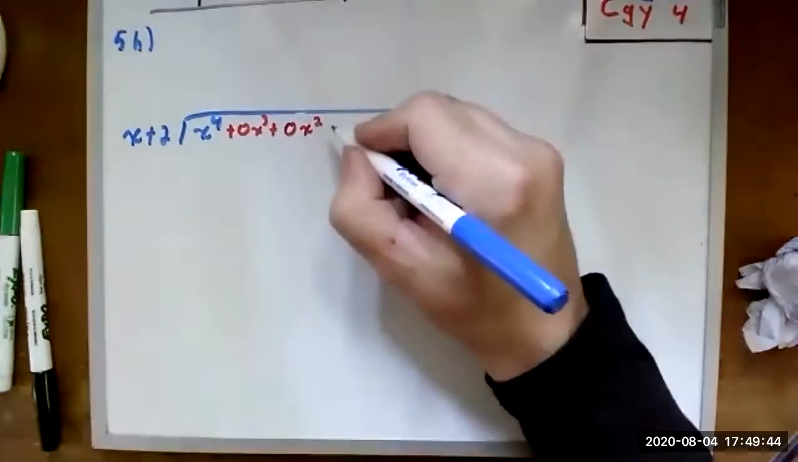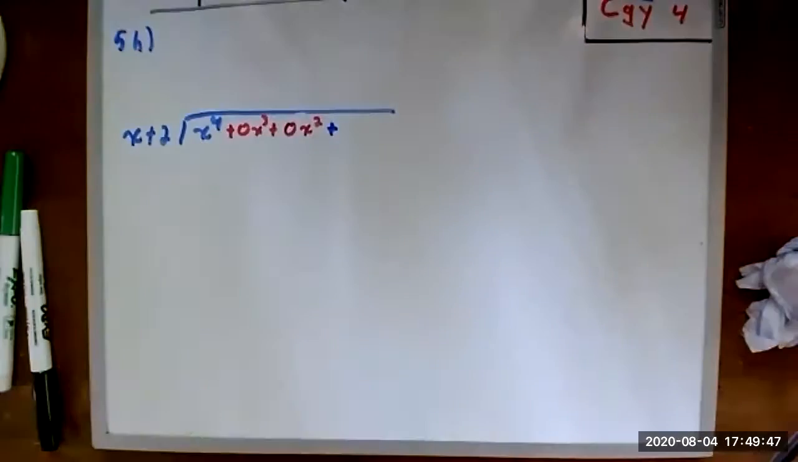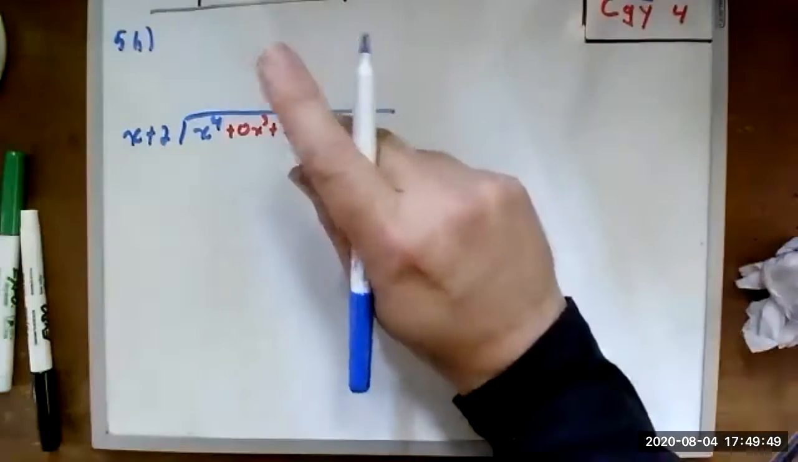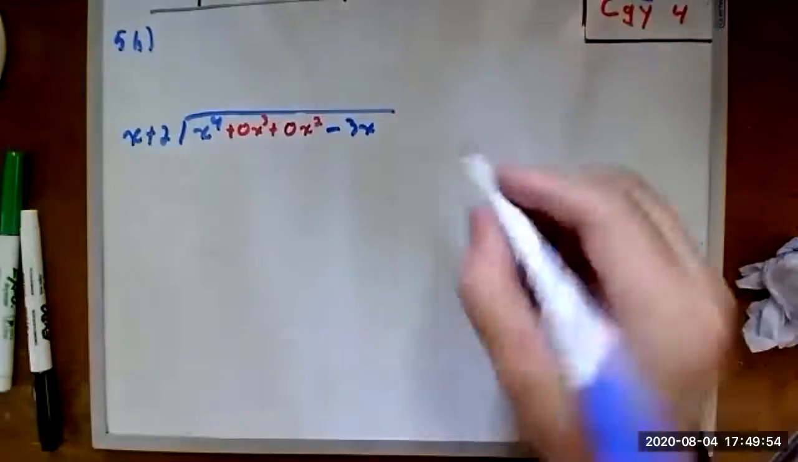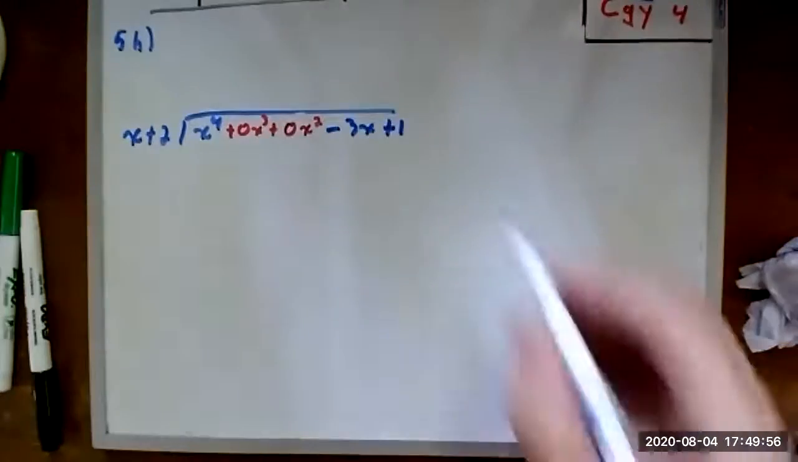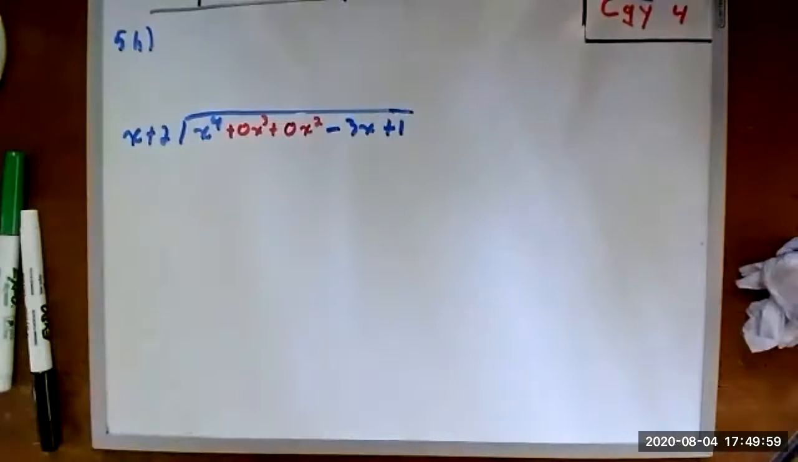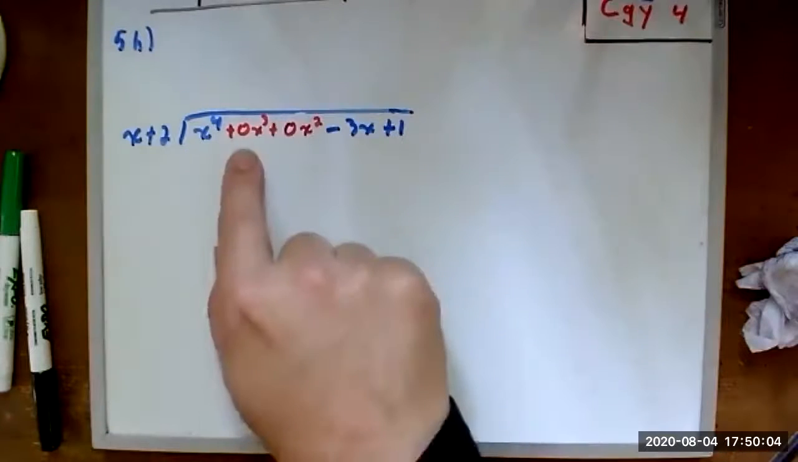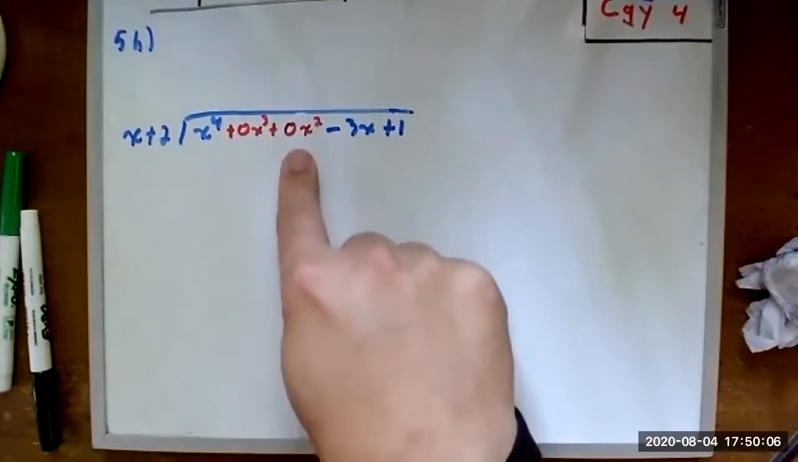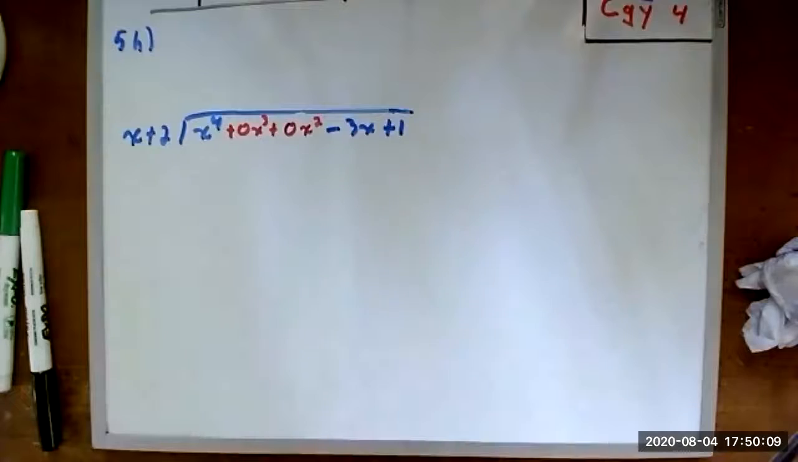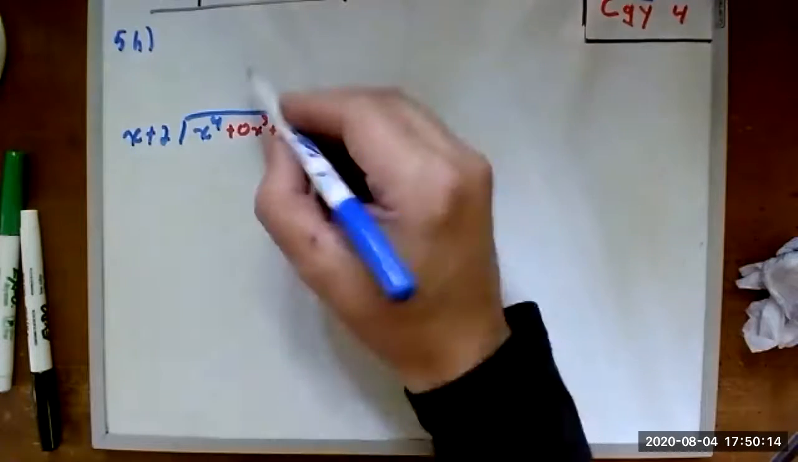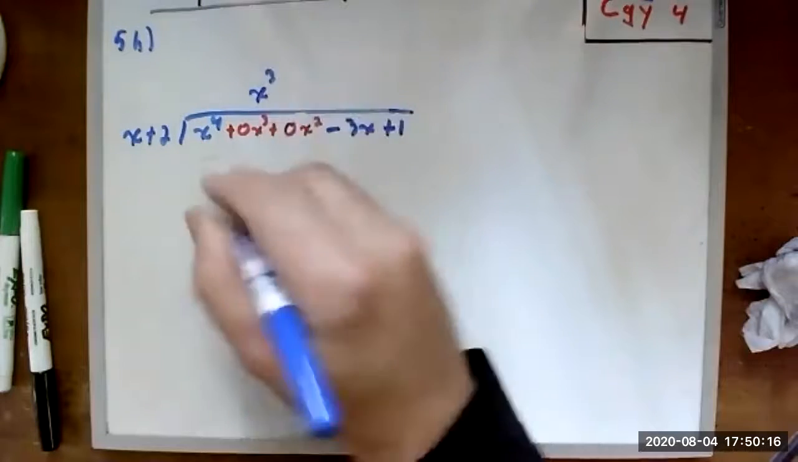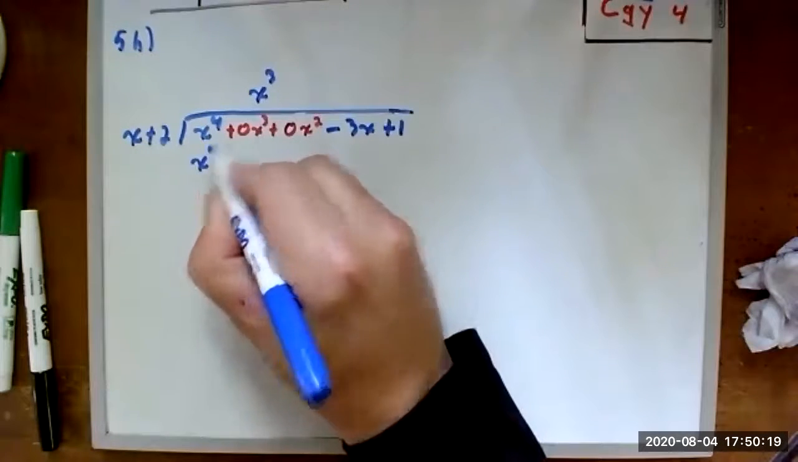Let's take a little bit more room and get this right. So I have 0x cubed. I have 0x squared. Oops, get our signs right, minus 3x plus 1. Okay, now that we've got all of our pieces in, x to the fourth plus 0x cubed plus 0x squared minus 3x plus 1, now we can go ahead and do this.